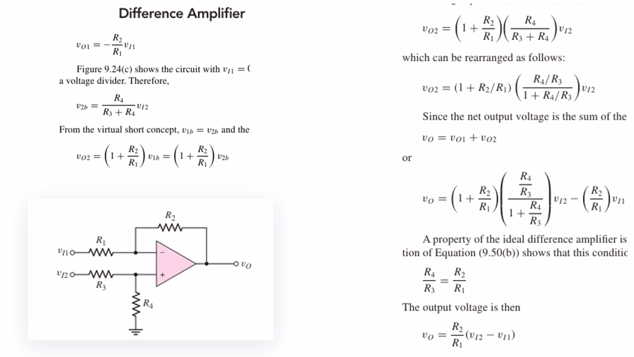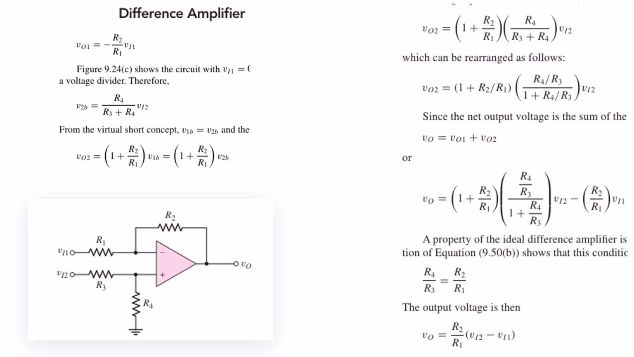Now next is the difference amplifier. Here again we are giving different inputs, that is V1 and V2, through different terminals, inverting and non-inverting. Again, using KVL, you can find out the voltage at the non-inverting terminal, and that will be equal to the voltage at the inverting terminal, and in this manner you can find out the output voltage.